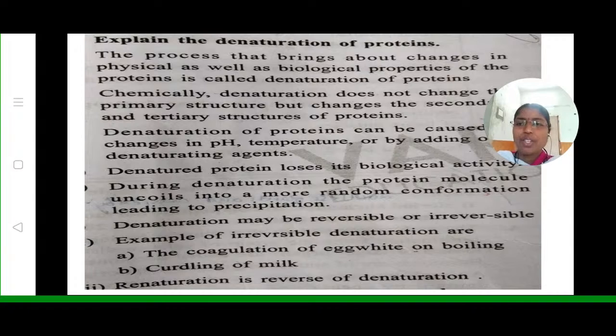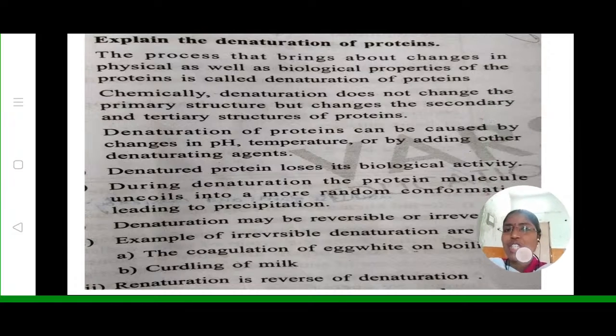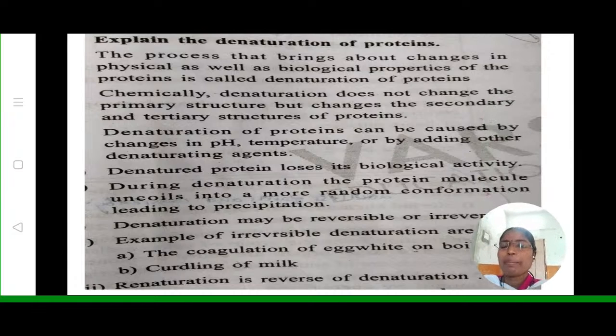Renaturation is the reverse of denaturation, we know. Okay, let us recap denaturation of proteins. The process that brings about changes in the physical as well as biological functions of the proteins is called denaturation of proteins. Chemically, denaturation does not change the primary structure but changes the secondary and tertiary structures of proteins.